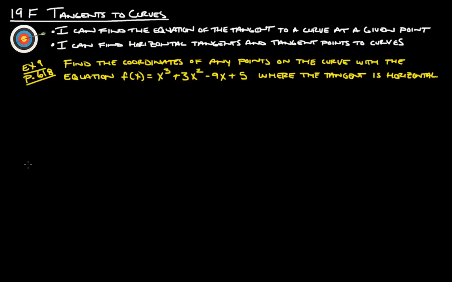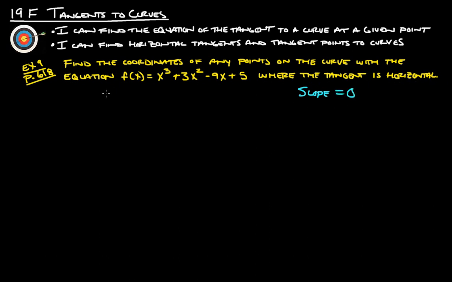Example 9 from page 618 says, find the coordinates of any points on the curve with the equation f of x equals x cubed plus 3x squared minus 9x plus 5, where the tangent is horizontal. So here's the big thing. When the tangent is horizontal, we've got a horizontal line, so that means the slope of this line has to equal 0. The slope of any horizontal line is 0.